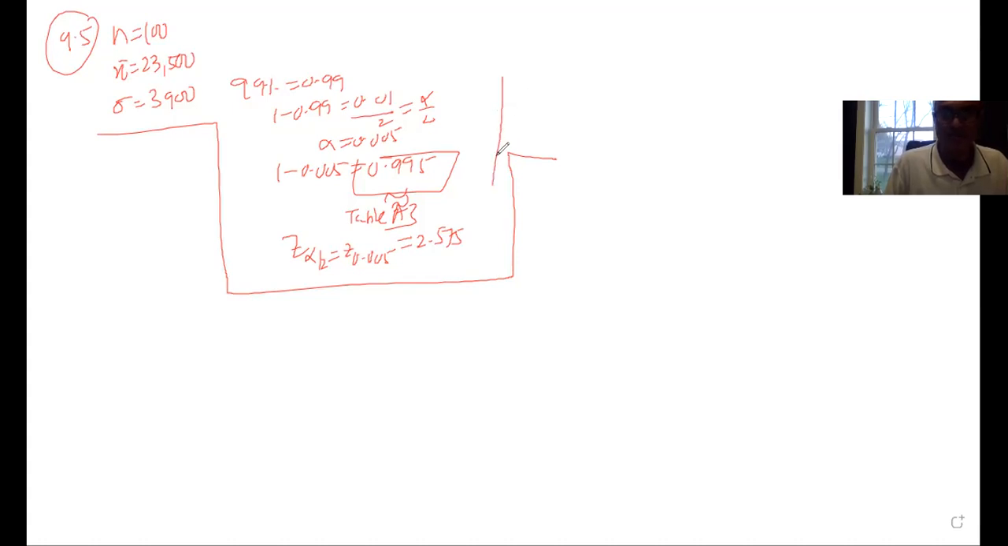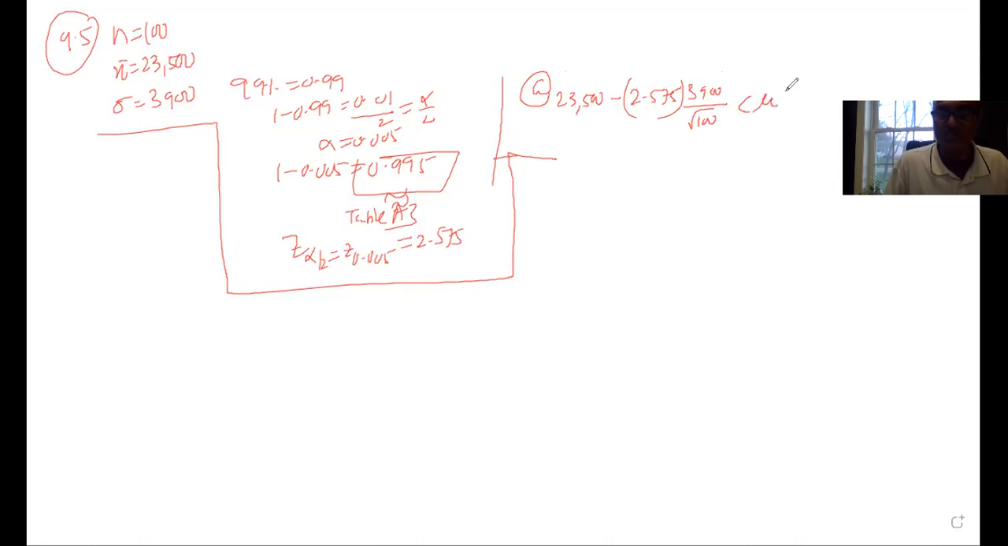Let me put some lines like this. So part A says 99%. So 23, that is my x bar minus Z alpha by 2, so 2.575. And sigma is equal to 3900 divided by the square root of 100, which means 10.